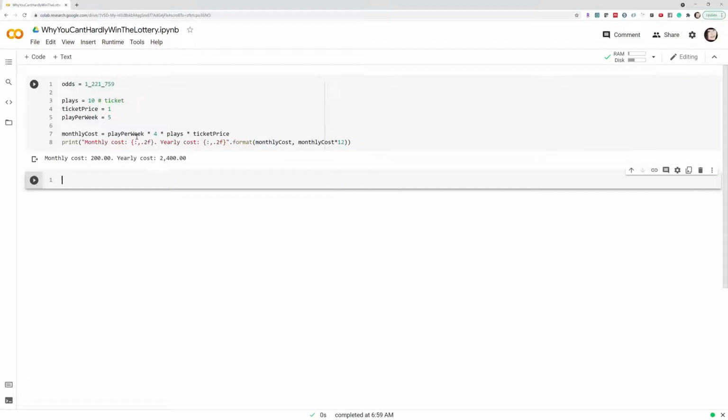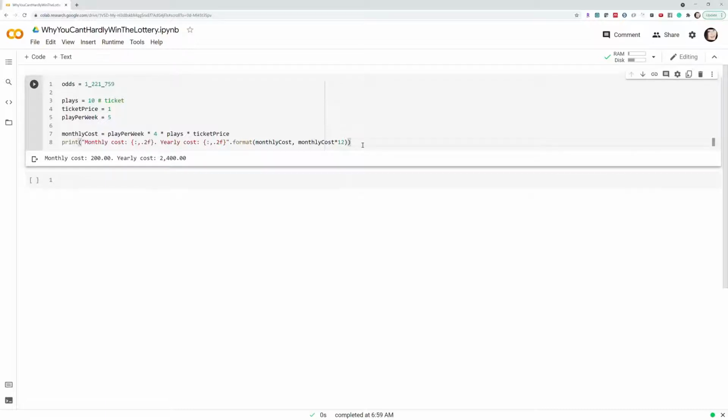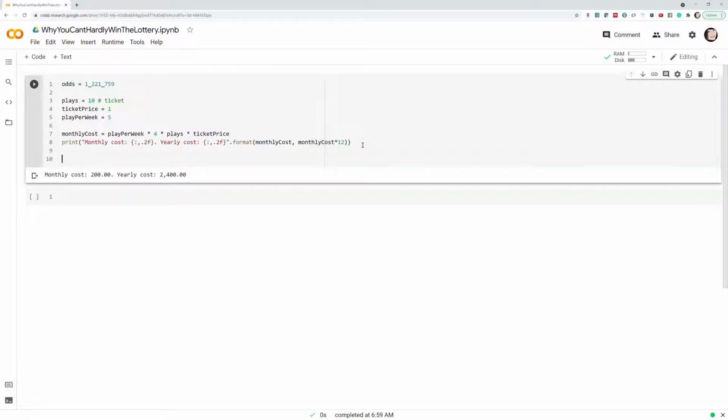Okay, let's see. So if this is your plan of playing, it's going to cost 200 per month and 2,400 per year. Okay, so that's fine for now because we are playing in simulation mode, right? Next, let's say the result is a random number, and it's going to be random, in our case, from 1 to odds, right? Just like my analogy with picking out one single ball in a huge bag, right?